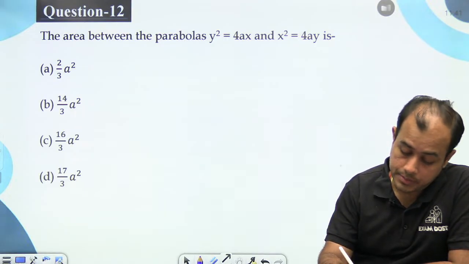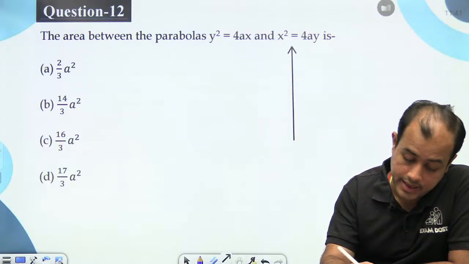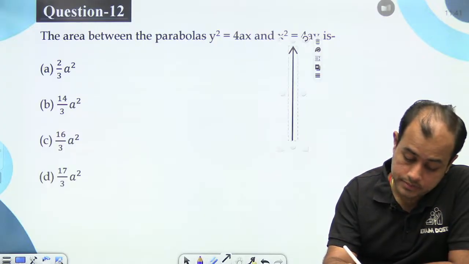Now, let me first draw this. It is asking for the area between the two curves.